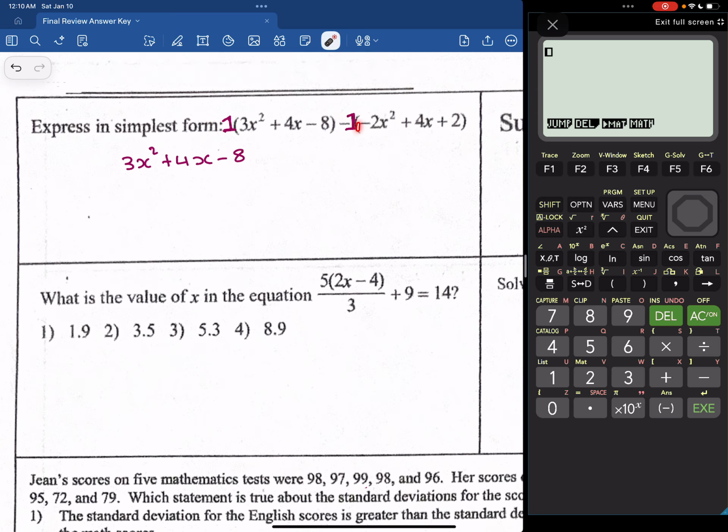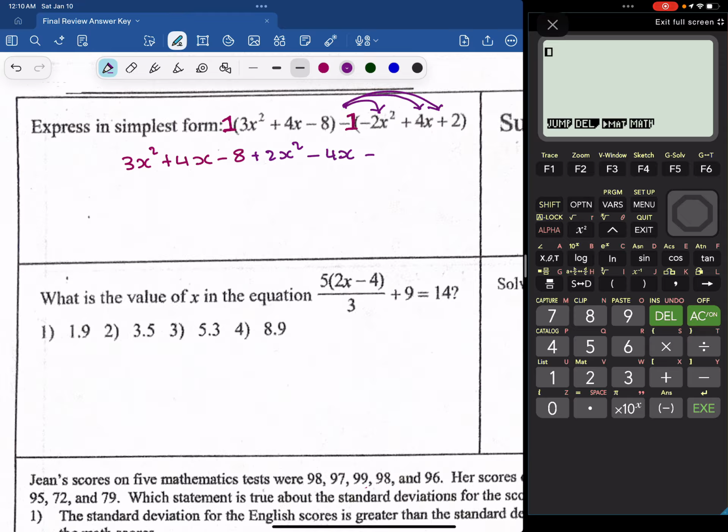And then now I'm going to distribute this negative 1 to all the terms in the second parentheses. So -1 times -2 is going to be a positive 2x squared. -1 times positive 4x is just negative 4x. And -1 times positive 2 is -2. Notice that when you distribute a -1 to terms in a parentheses, all that happens is that the sign flips. So this -2x squared became a positive 2x squared, the positive 4x became a negative 4x, and this positive 2 became a negative 2.